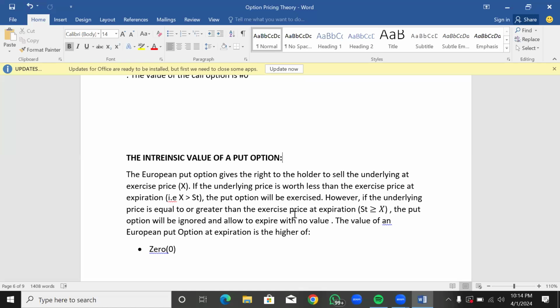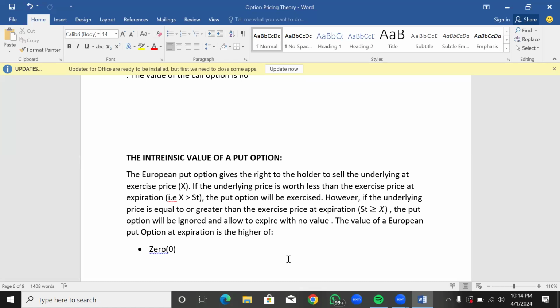However, if the underlying price is equal to or greater than the exercise price at expiration, ST greater than or equal to X, the put option will be ignored and allowed to expire with no value. Anytime with no value means 0. So anytime you have 0, it means that the put option or the call option is ignored. That means the option holder will not exercise. That's what it means.